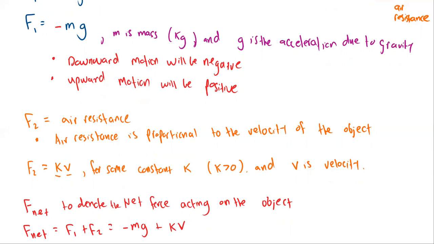Now, why did I do all this work? The reason is that we're almost to a point where we can actually use this model. Why? Because, let me write this again, we know that F net equals negative mg plus kv.